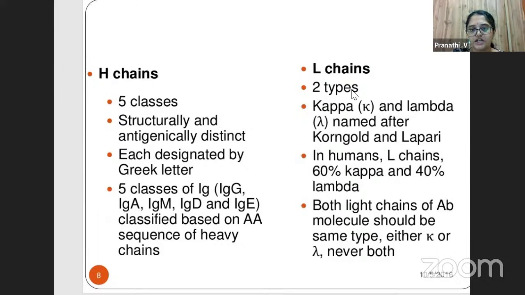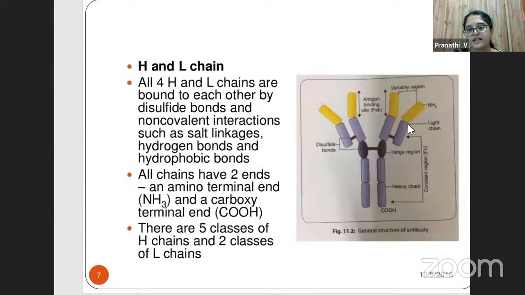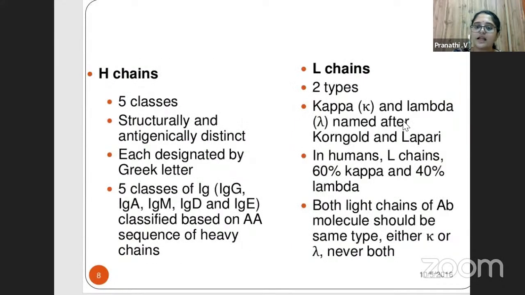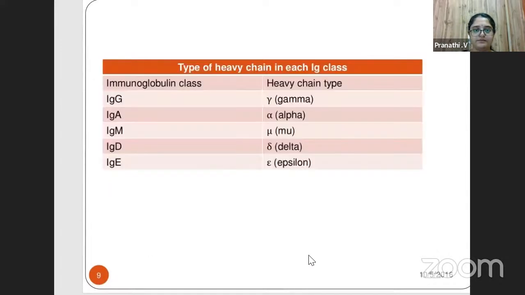And then these are the light chains that are present. Light chains are known as kappa and lambda. See, this is the light chain that is present. So it is known as the kappa chain and the lambda chain. And this is named after the scientists Korngold and Lapari. Human beings' light chain is around 60% kappa and 40% lambda. And both of them have either kappa or lambda, but never will you find both kappa and lambda chains together.